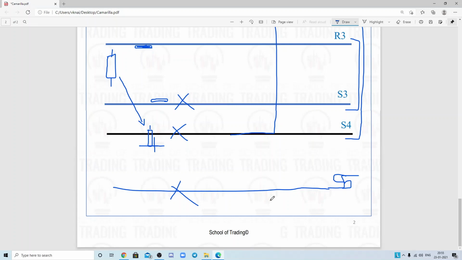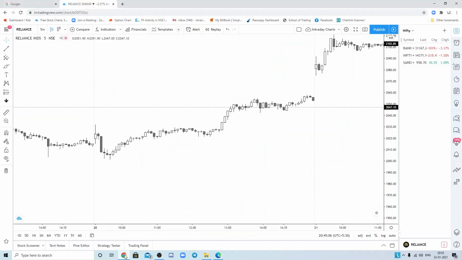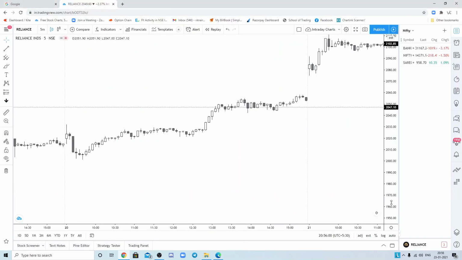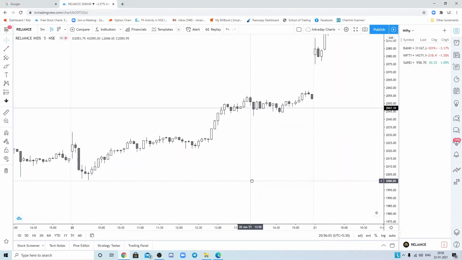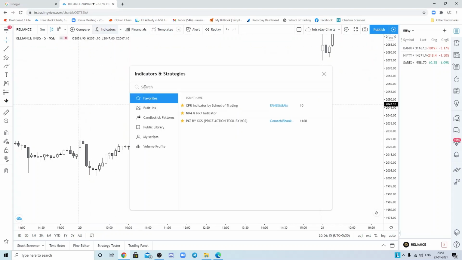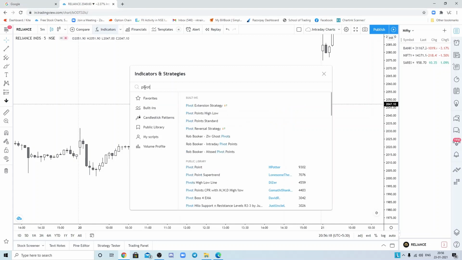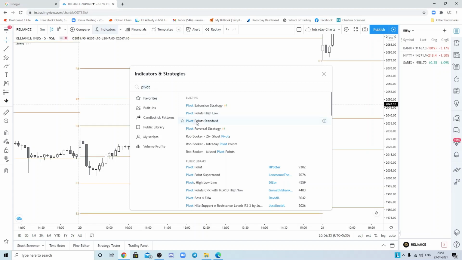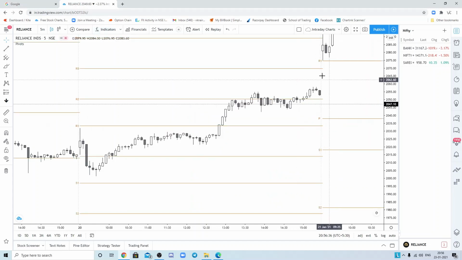Now let us go to the chart and see how this works. So this is a chart of Reliance, 5-minute candle. And let me show you how to plot the Camarilla indicators. For that, you have to go to the indicator column, and in here you have to click pivot points. So you get pivot points standard. This is what you get as soon as you type pivot in the search column in the indicator and strategies window. Click the pivot point standard and you will get a screen like this.